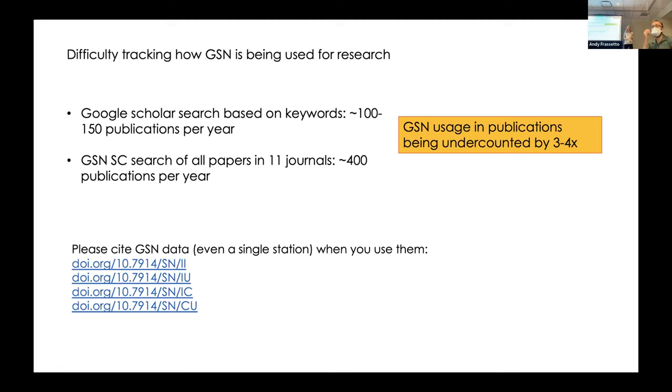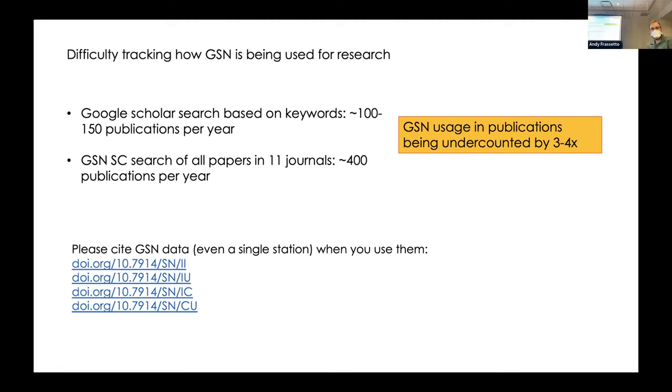And this is making it hard for us to figure out how the community is using GSN data in research, and also hard for us and for IRIS and EarthScope to demonstrate to NSF the value of this network. So if you take nothing else away from this slide, please start citing GSN data when you use it, even if you only use 1 hour from one station. And if you use the DOI, that's the easiest way for it to track. There are 4 different DOIs for the GSN, so you have to know which network you're using, but please start getting in the habit of doing that.